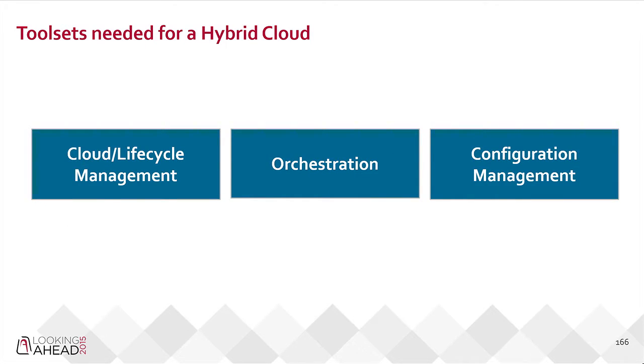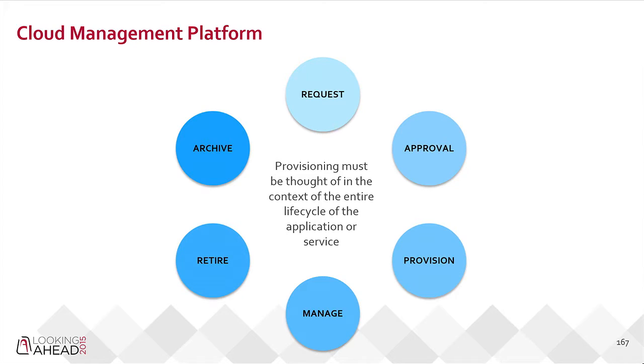How do we build the hybrid cloud? And there's a number of tool sets that you need to really get started. One being the cloud lifecycle management piece, the other one being orchestration, and the third one being configuration management. So cloud management platform. Again, users will see it from the service catalog. IT sees it from the entire process that happens to build a server, from the birth of the server or service to retirement of it.